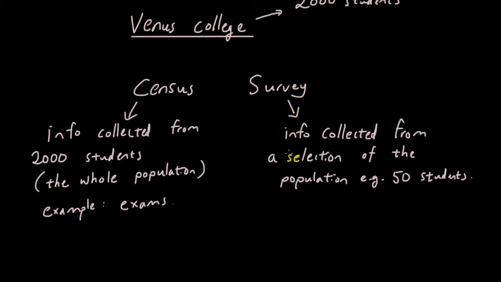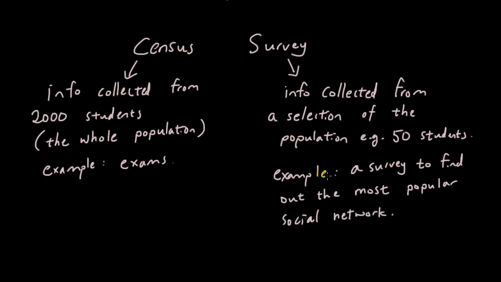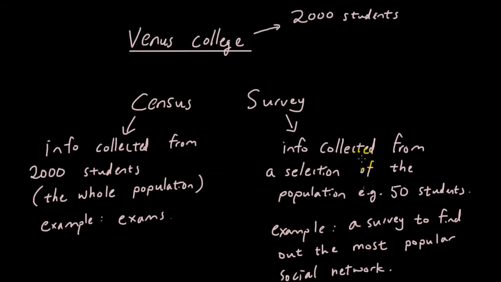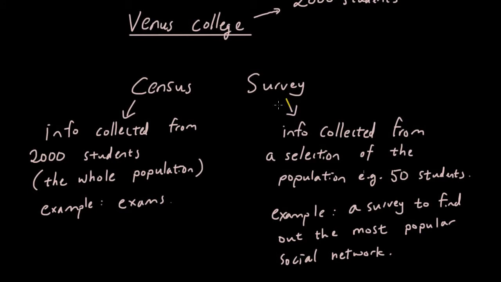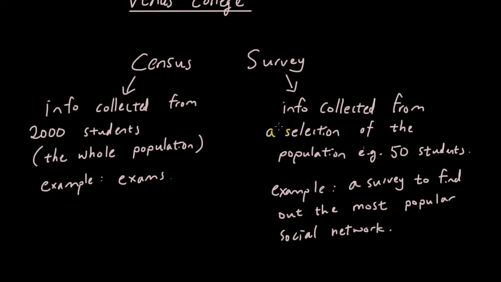And for a survey, an example would be when you want to find out from the students what sort of social network they use. You're probably not going to ask all 2,000 students, right? Most of us probably just talk to a few friends. That's actually a kind of survey, a very informal one that might not get you the best results, but a survey is when you only get information from a selection of the population.